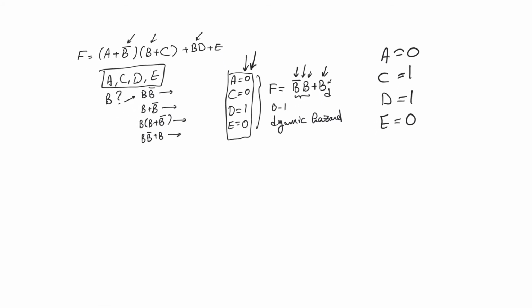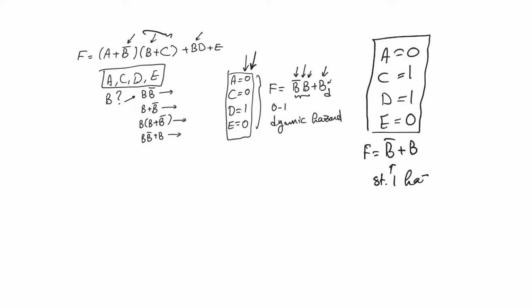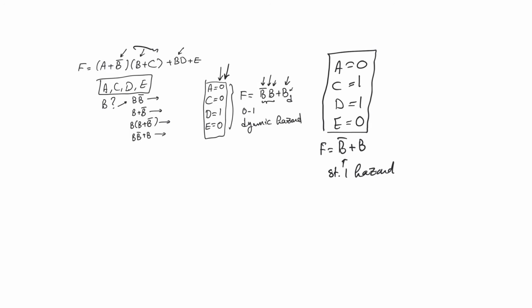So in this case, f is equal to b bar, because a is still equal to 0, but c is now equal to 1, so it just reduces this entire bracket into 1. And in this case, d is equal to 1, which means that this b makes it out, and e is equal to 0. So in that case, f has the expression f equal to b plus b bar. This obviously shows us that we have a static 1 hazard, or at least the possibility of a static 1 hazard.